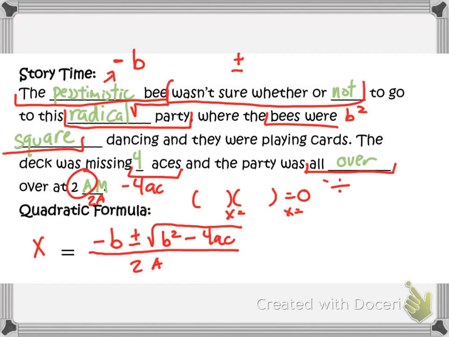So this, whoops, that's lowercase a. So this is the quadratic formula. X is equal to negative b. Let me tap it for you guys so you guys can kind of see it. So x is equal to negative b plus or minus the square root of b squared minus 4ac all over 2a. All right, let's practice writing out the quadratic formula.